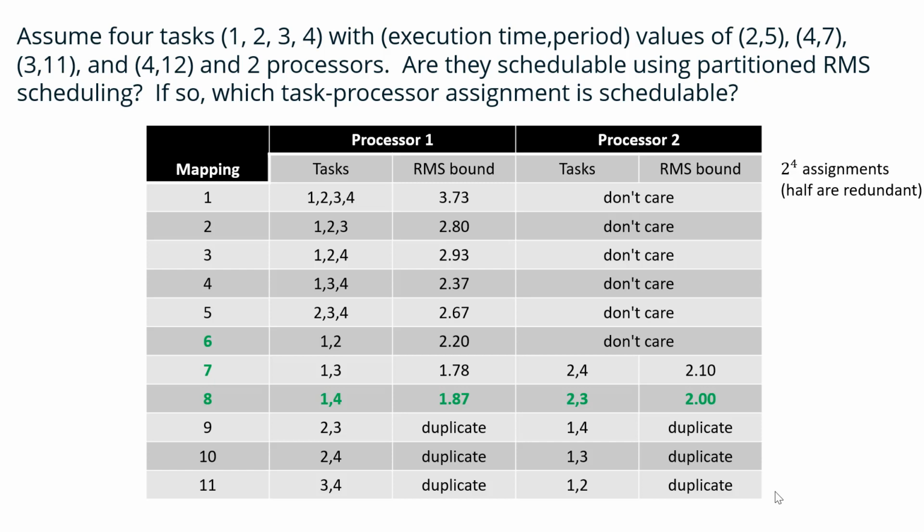And so that actually happens down here, where I put task 1 and 4 on processor 1 and 2 and 3 on processor 2, in which case I get 1.87 and 2 for the RMS bounds, right? So that looks good. I don't think there's any other way to do it. I think that's the only solution here. Does that make sense? So I just kind of brute force this.